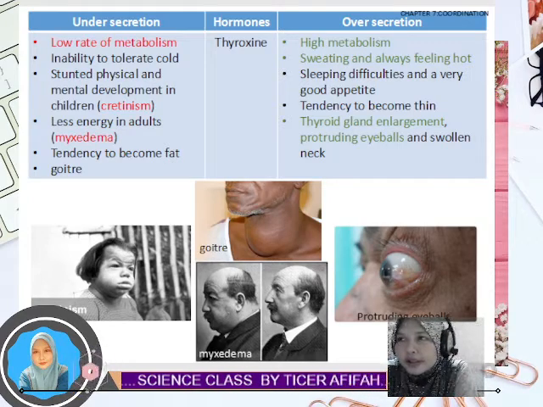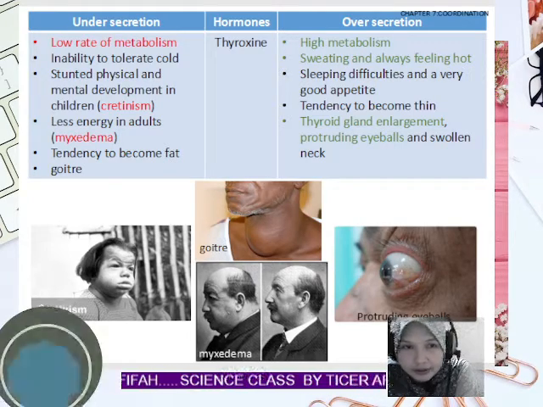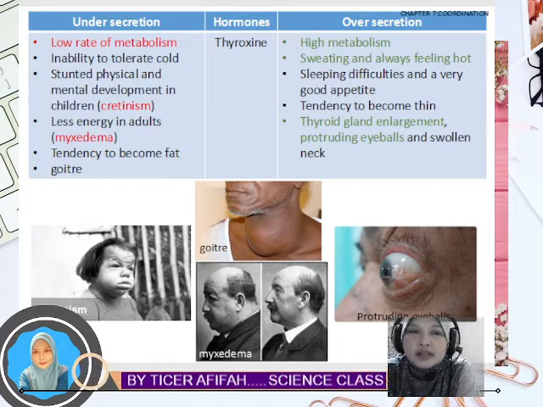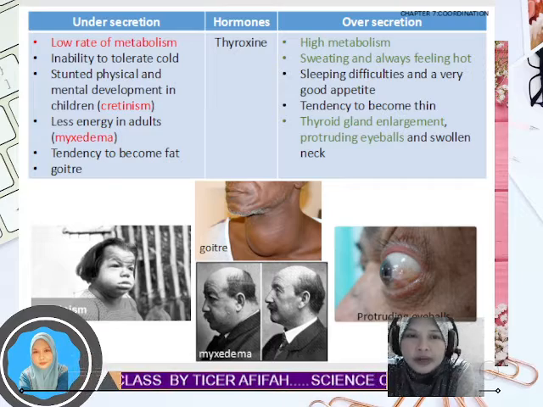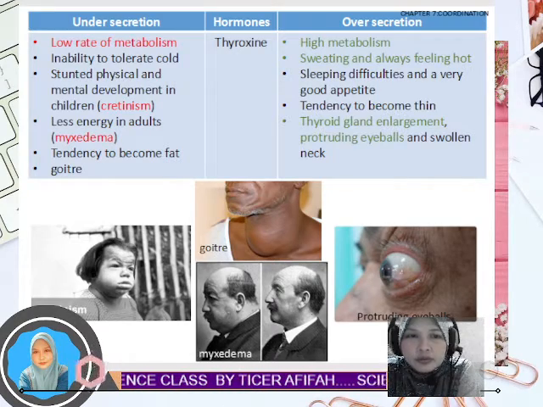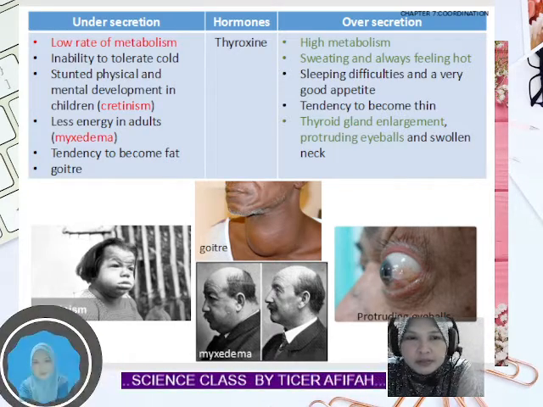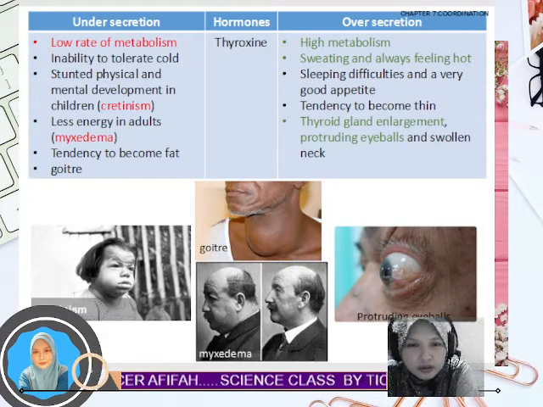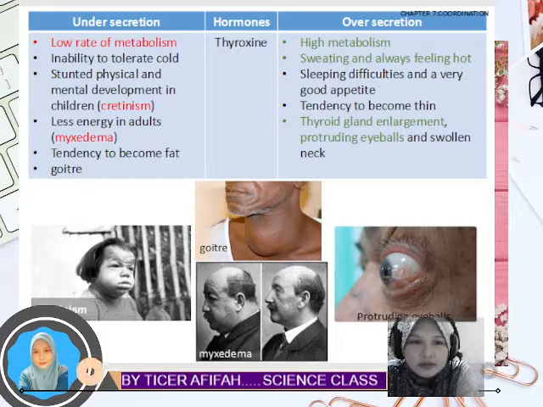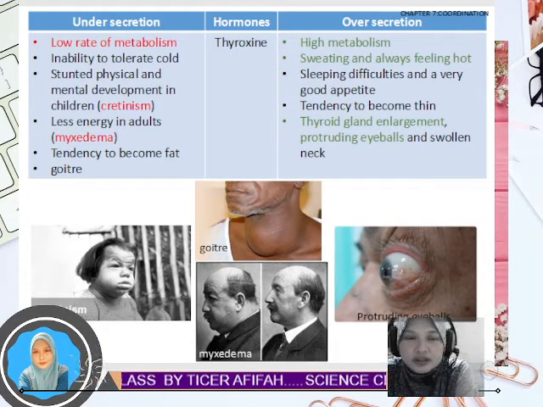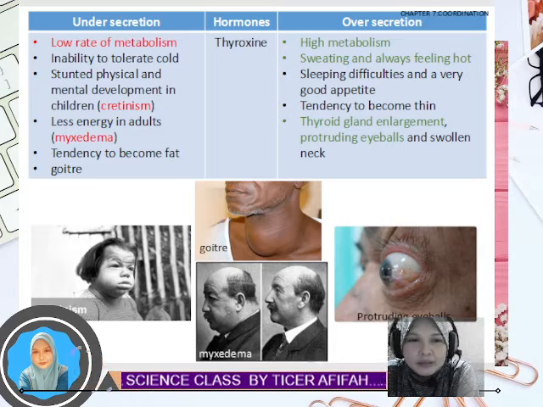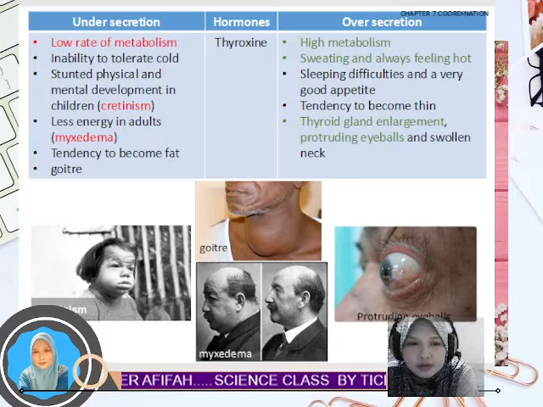Hormone thyroxine is produced by the thyroid gland. If the hormone is under secreted, it will lead to a low rate of metabolism, inability to tolerate cold, stunted physical and mental development in children, or we call it cretinism, less energy in adults, myxedema, a tendency to become fat, and also goiter.